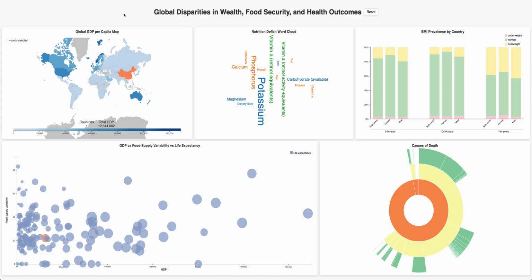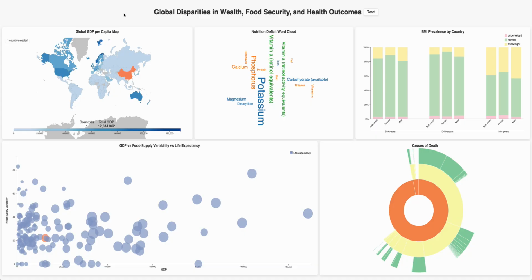Our dataset is designed to uncover patterns connecting economic status, nutrition shortfalls, BMI distributions, causes of death, and life expectancy, to enable interactive exploration by selecting any country or region on the map to instantly update all downstream charts, and to support evidence-based decision making by exposing potential causal chains from macroeconomic conditions to disease burden.